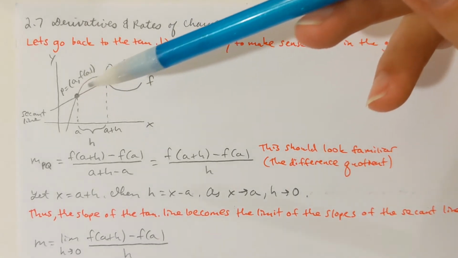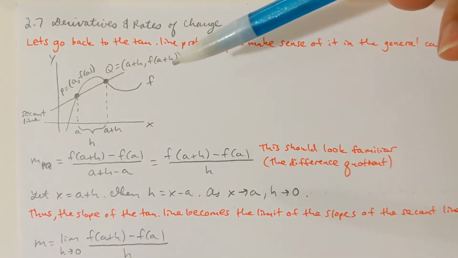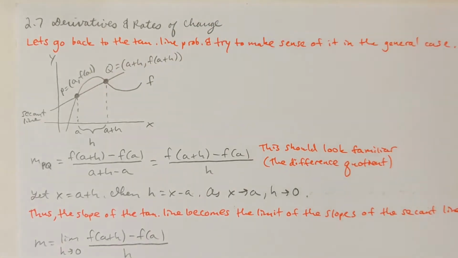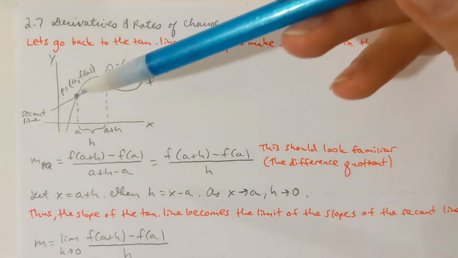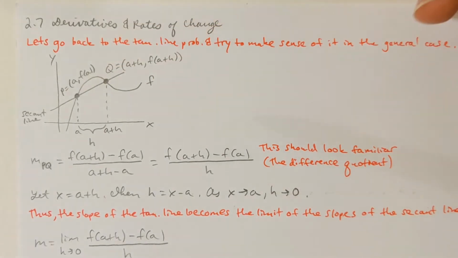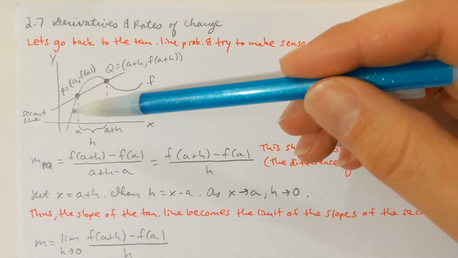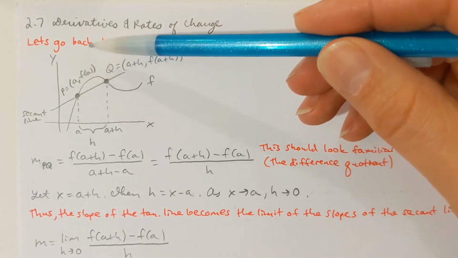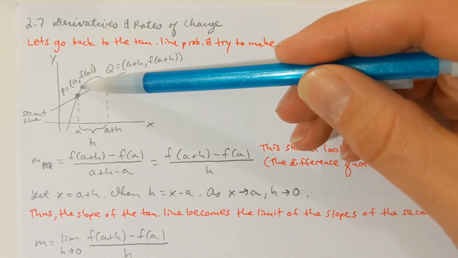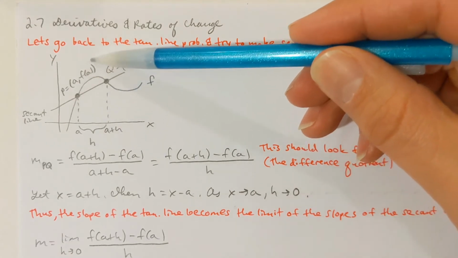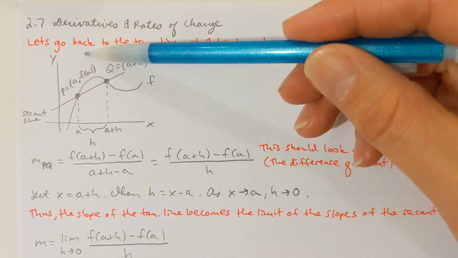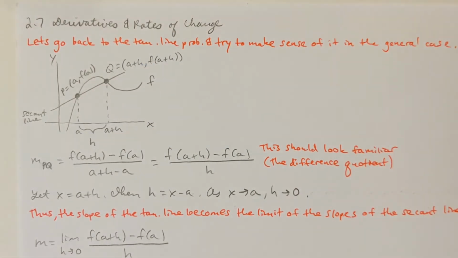We drew a line between points P and Q, and that line was not the tangent line. Okay, that's a secant line. And if points P and Q are very close together, okay, the slope of the secant line would look very much like the slope of the tangent line. Like if point Q was right here, okay, that line would be very much like the tangent line here.